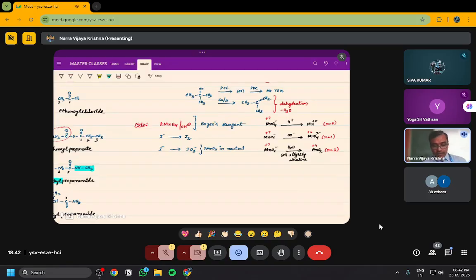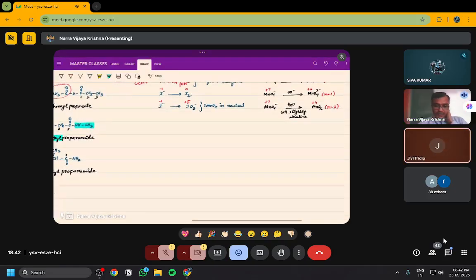Here iodine is converting from -1 to 0. Here iodine is converting from -1 to +5. Is it clear? Now tell me which is the better oxidizing agent. Understood or not? Clear? Any questions?